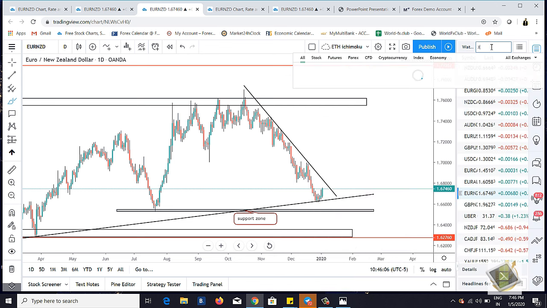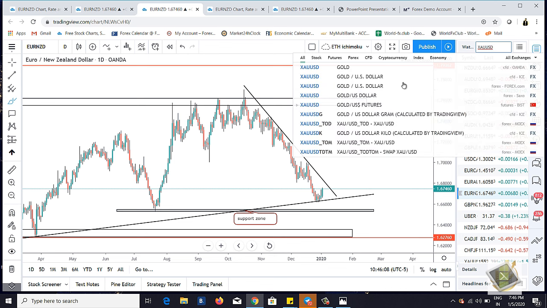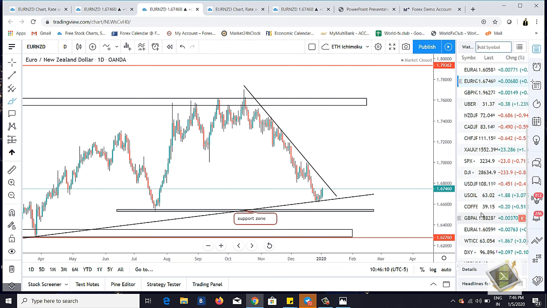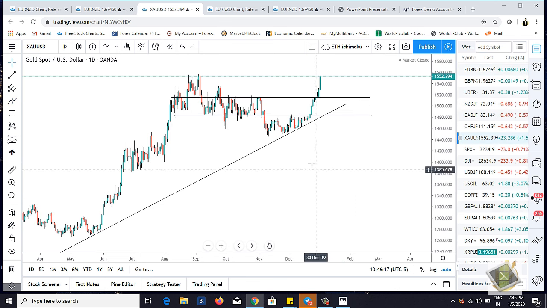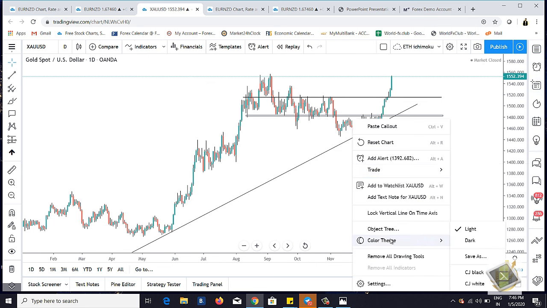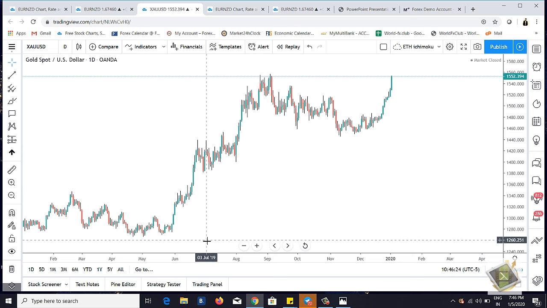Gold symbol is XAU USD. So this is XAU USD. Okay, this is gold. I will delete, I have done some analysis previously. So okay, first point, do not look back, try to memorize.